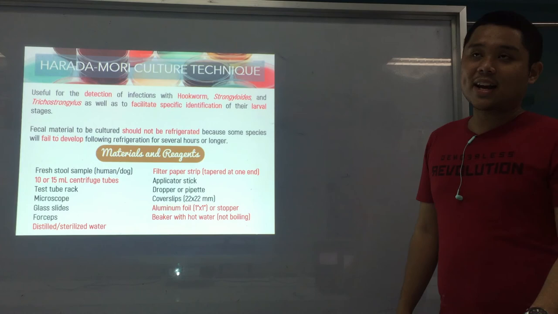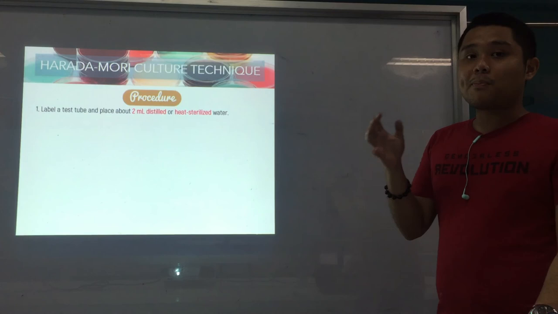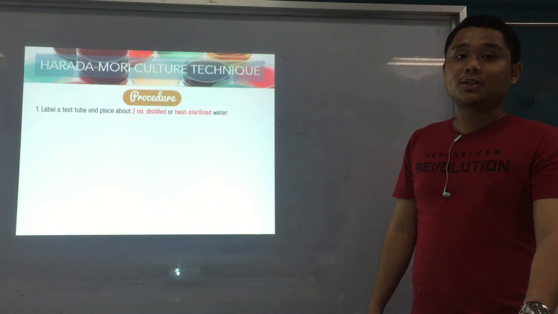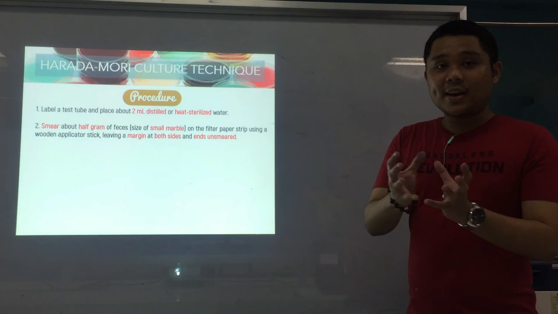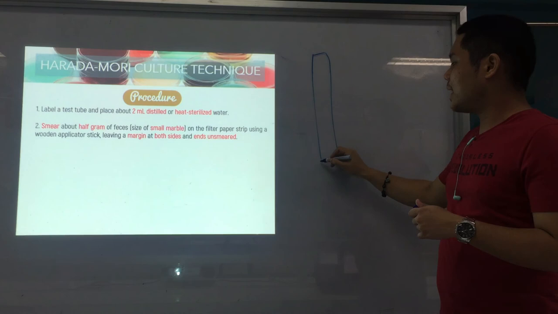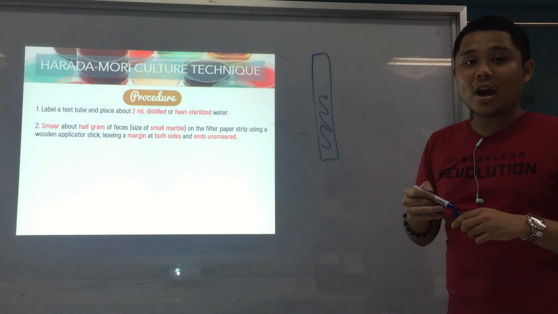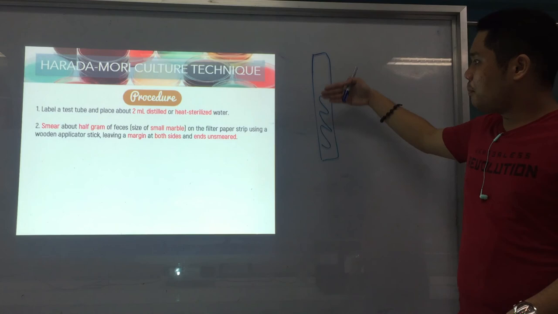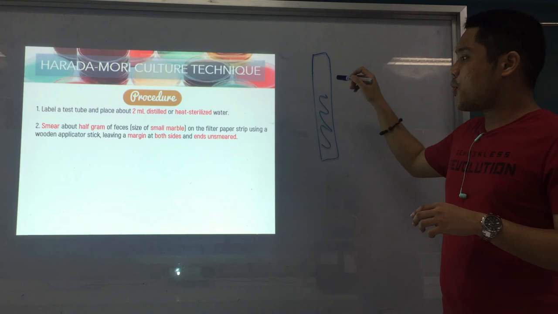Now we'll go to the procedure. First, we prepare a 10 to 15 ml test tube and put in 2 ml of distilled or heat-sterilized water. Next, using a filter paper strip, a long rectangle, we smear half a gram of feces, the size of a small marble, on the filter paper using an applicator stick, leaving a margin at both sides and ends unsmeared.